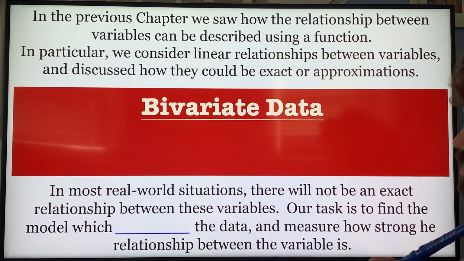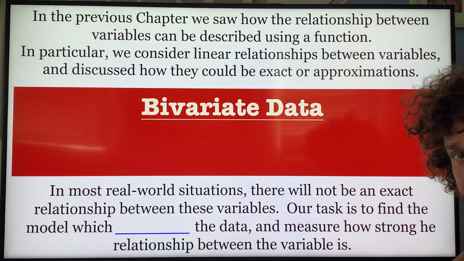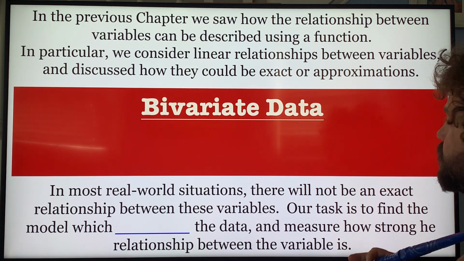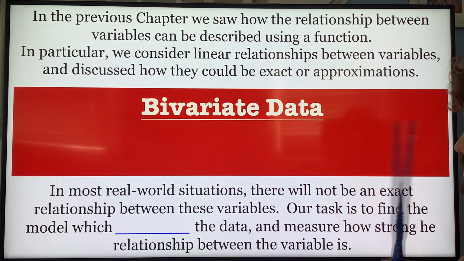All right. Now, in the previous chapter, chapter 4, we saw how the relationship between variables can be described using a function. Remember, we did our modeling. We did piecewise functions. We did linear functions, all that stuff. In particular, in this case, we're going to consider linear relationships between the variables, okay, and discuss how they could be exact or just approximations.